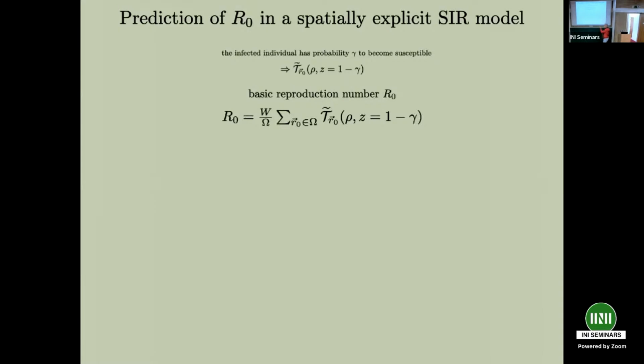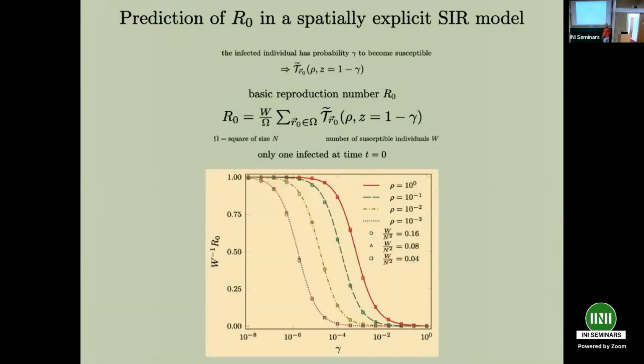Just simply, you take that expression with a determinant if you want, and then you evaluate at 1 minus gamma. So gamma is the probability that you get out of the system, or the infected individual loses the infection. And then you can plot it. Now, this we did for the square of size n. And of course, then you divide by W, which is the number of individuals there, and then we were able to plot it. Okay, just to show that you can use it in this context.